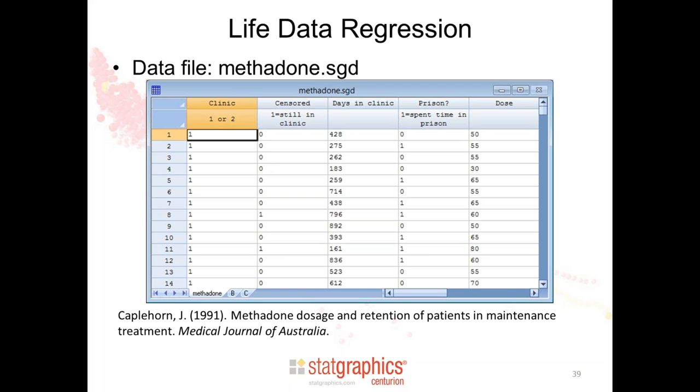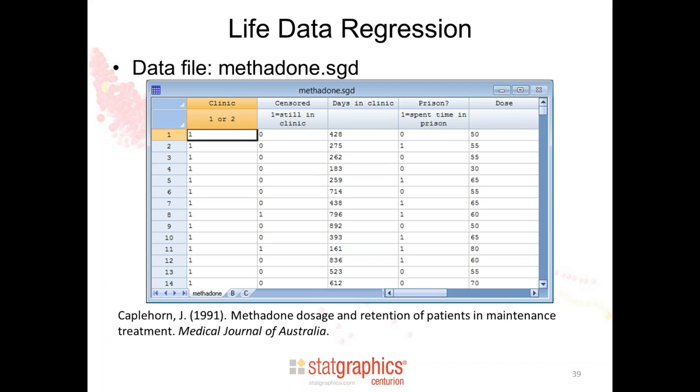Well, I looked around on the internet for a data set I thought would be interesting for life data regression with a categorical factor. That was the hard part in terms of finding data. But I did find a good example in the Medical Journal of Australia. It had to do with methadone dosage and the retention of patients in maintenance treatment.